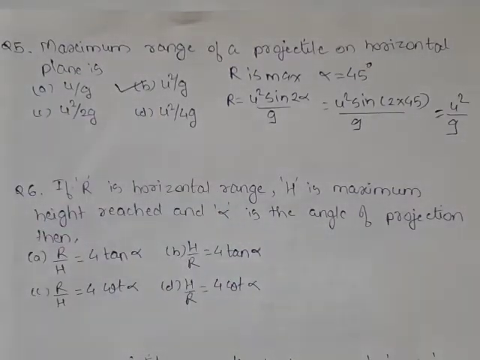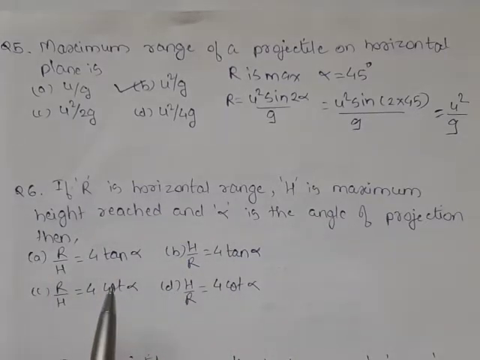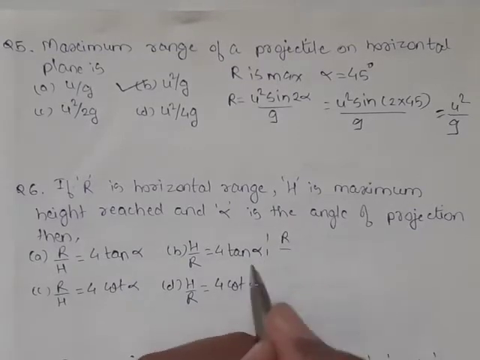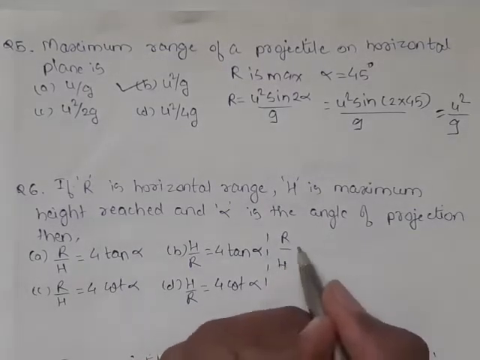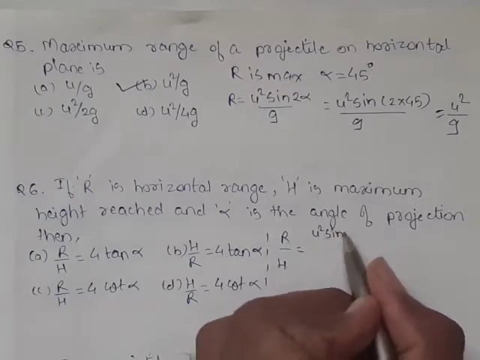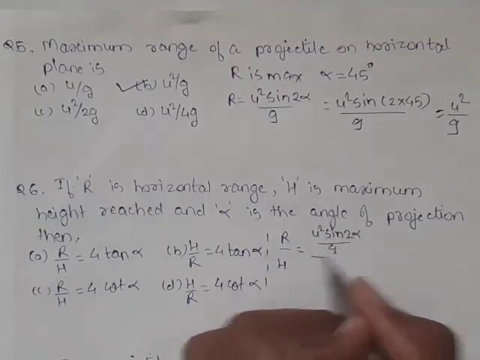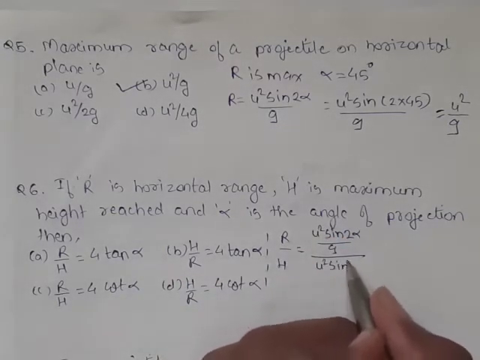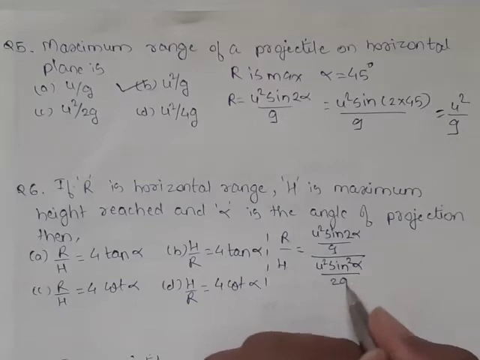Now question 6: if R is the horizontal range, H is the maximum height reached and alpha is the angle of projection, then you have to find the ratio of R upon H. Formula for R is u square sine 2 alpha upon g, and formula for H is u square sine square alpha upon 2g.